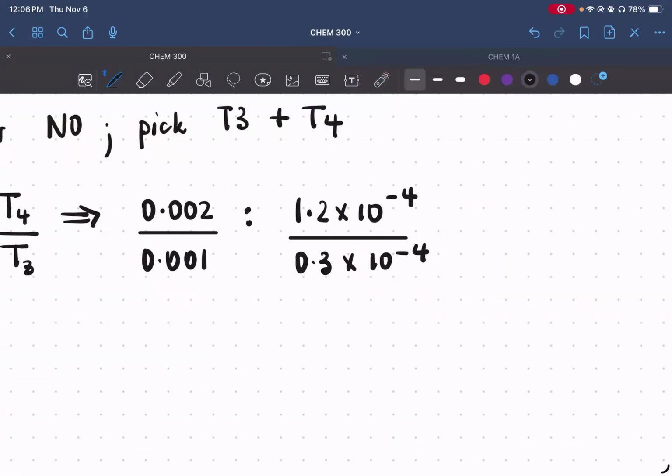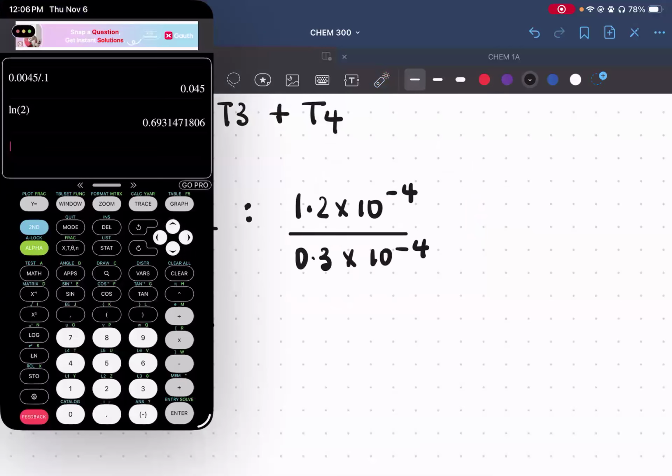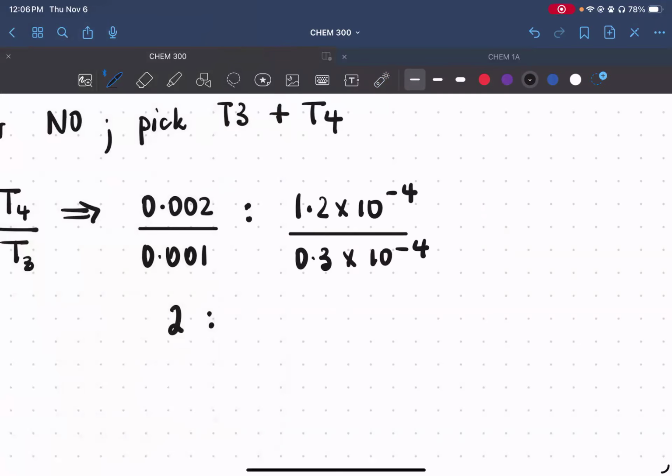On the left-hand side, this one's pretty straightforward. We just saw it a while ago. This is just 2. On the right-hand side, it does have an exponent. It does have a 0.3. Let's be confident. Let's put it into our calculator: 1.2 times 10 raised to the negative 4 divided by 0.3 times 10 raised to the negative 4. This is a flat 4.